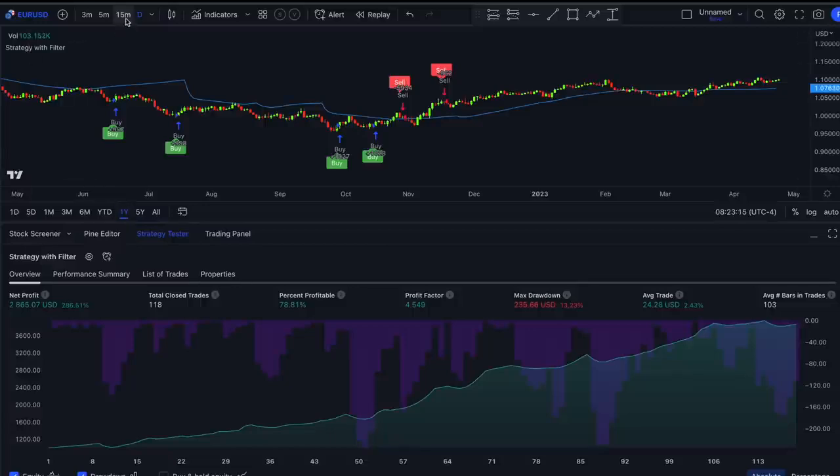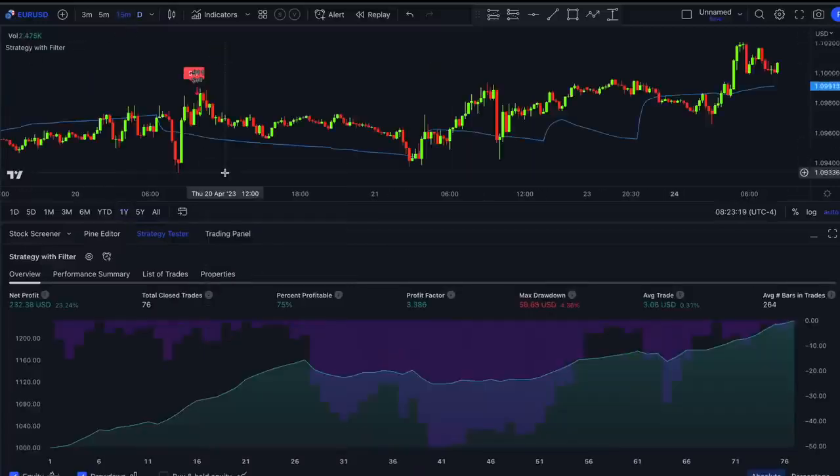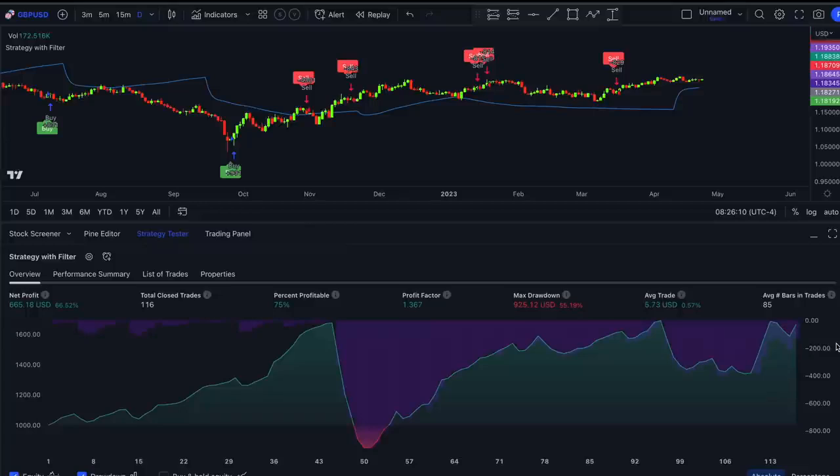On the 15-minute chart, the strategy also works really well. Out of 76 trades, the win ratio turned out to be 75%. By the way, these are the only time frames I recommend to use the strategy on. Alright, now let's take a look at the strategy's performance on a pound-dollar on a daily chart. Overall, the results are decent, however, the maximal drawdown is not ideal.